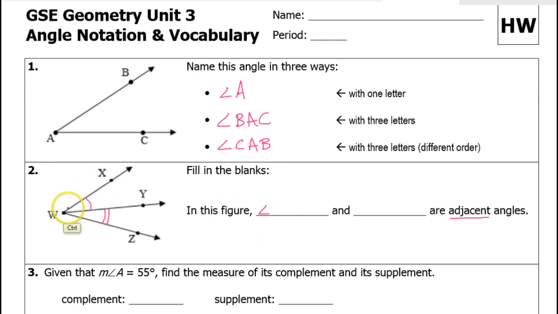angle XWY, for example. And the second angle, we can call that angle YWZ. These are adjacent angles.